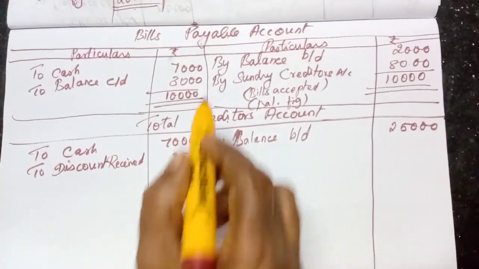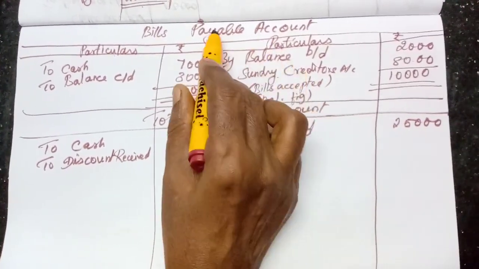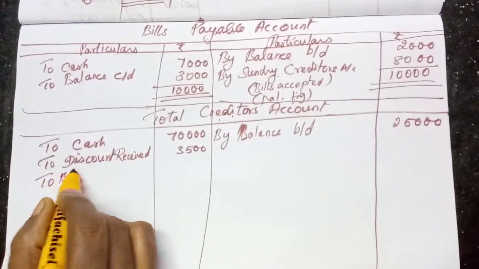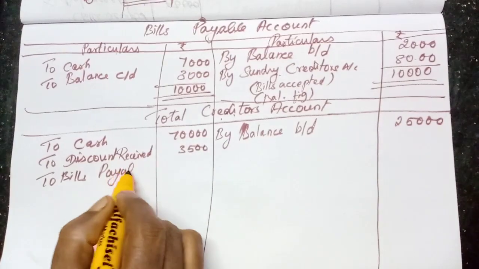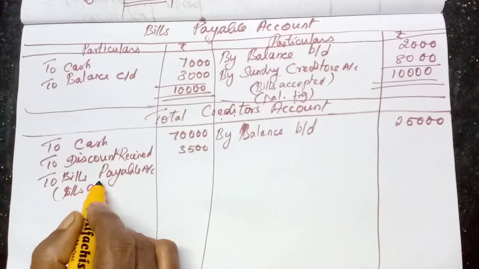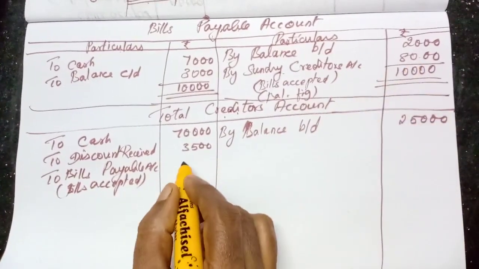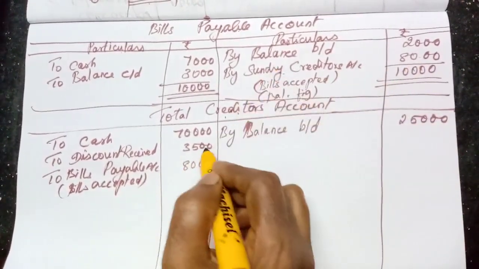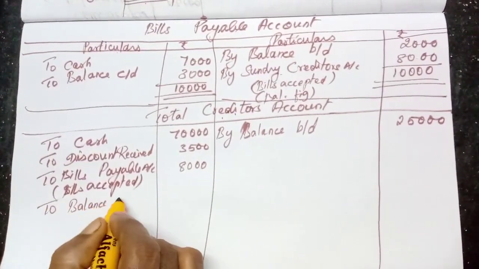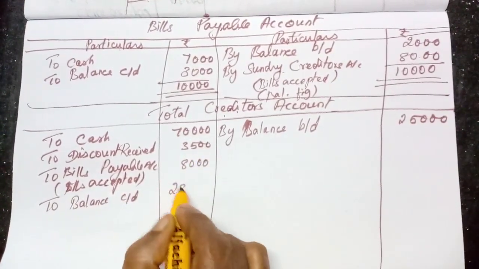Now we have to write from the bills payable account only one, sundry creditors. What is the entry? Sundry creditors account debtor to bills payable. You have to write bills accepted, 8,000. Now we have written this amount also. Now we need to write the closing balance. To balance, carry down. Creditors closing 28,000.